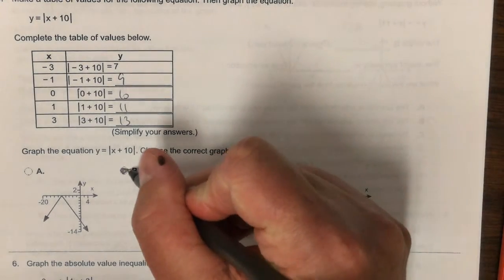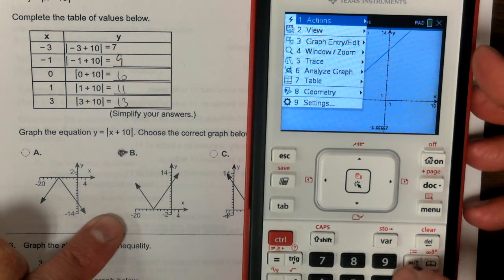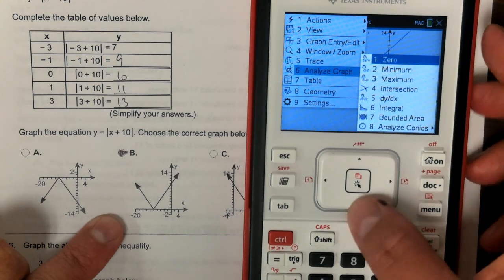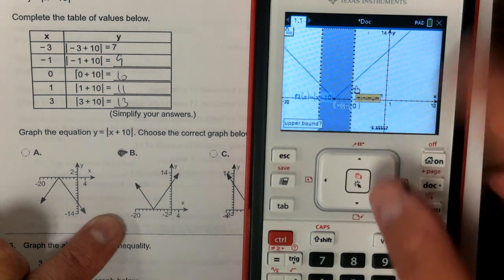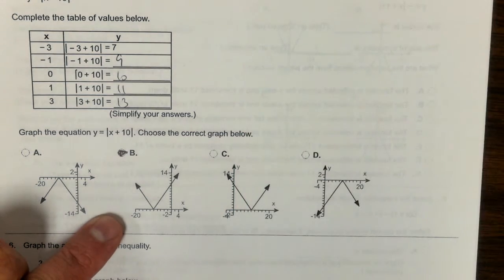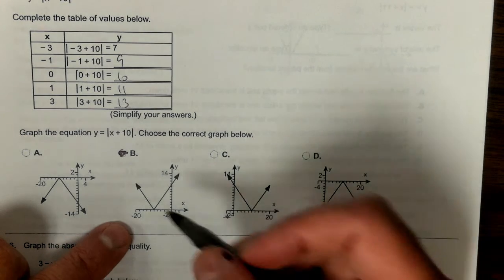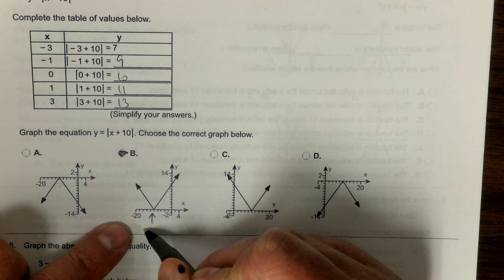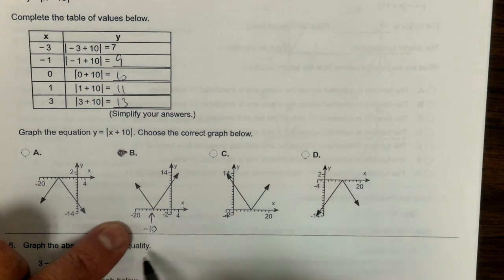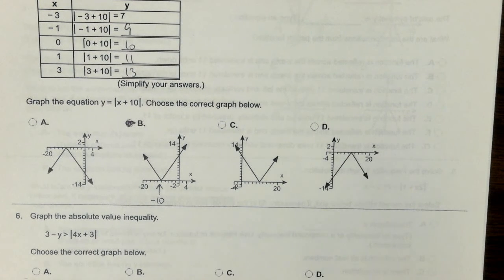Again, if you want to, go to your analyze graph, go to your minimum, and go between here and here, and you can see that's negative 10, 0. And these are counting by twos, I believe. 2, 4, 6, 8, 10. So scale factor is 2, counting by twos for x.